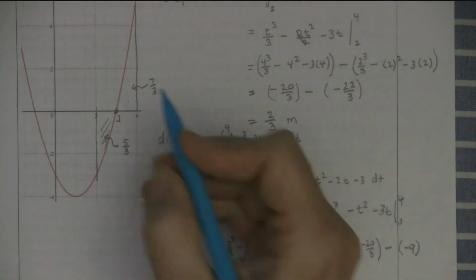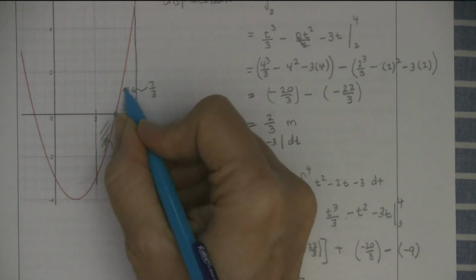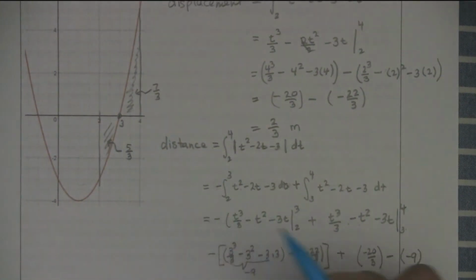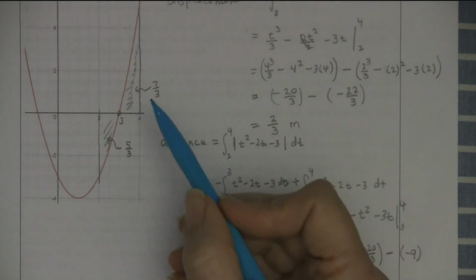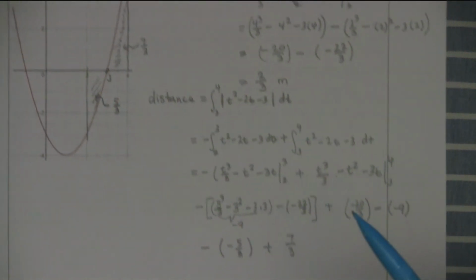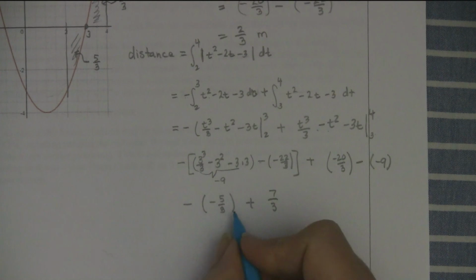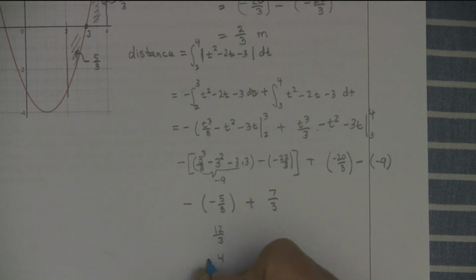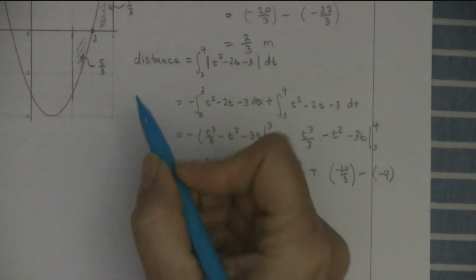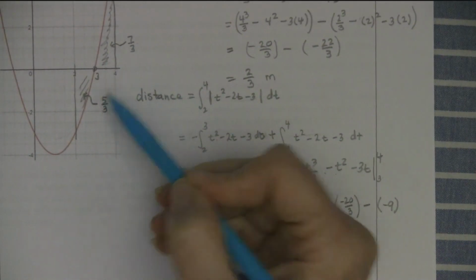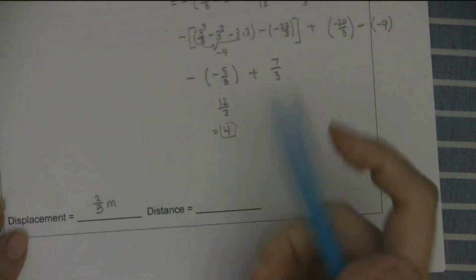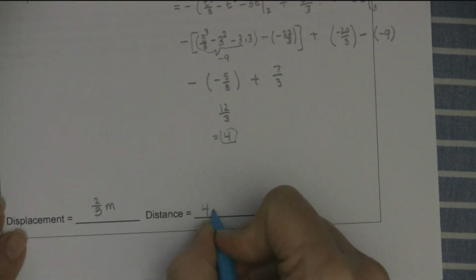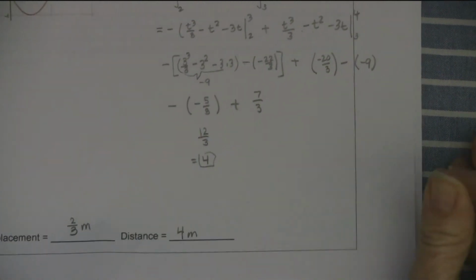So that's great. That would have been a way of doing it to begin with, finding each of those pieces. Then when I add these together, I get 12/3, which is 5/3 plus 7/3, which is 4. When you add these together, you get 4. So that is the distance, 4 meters. And that is the exam. That's all there is, my friends.